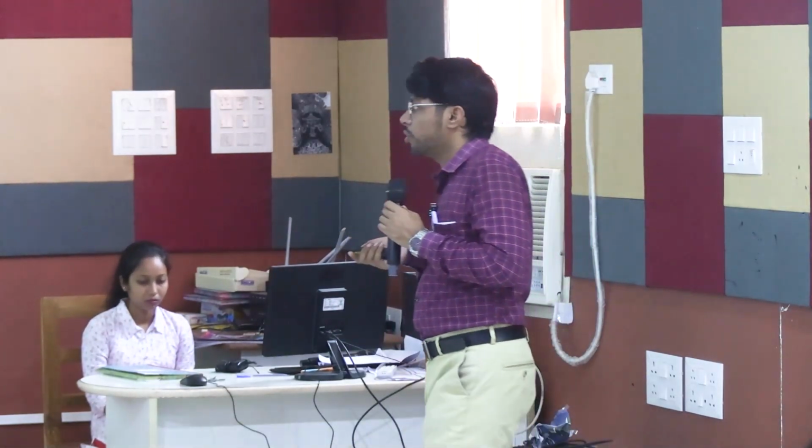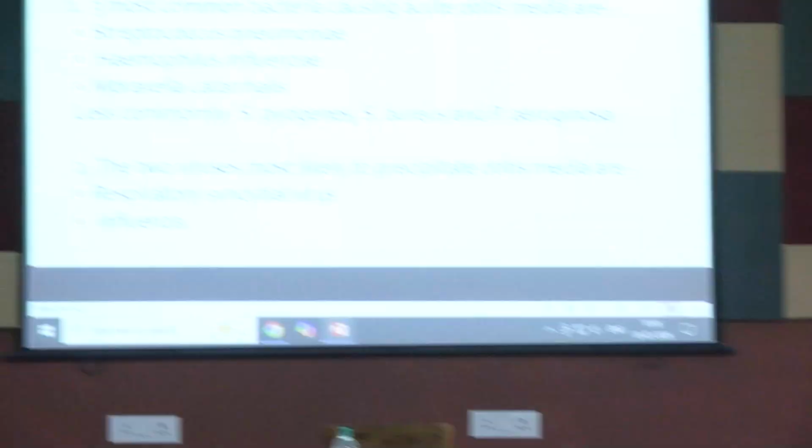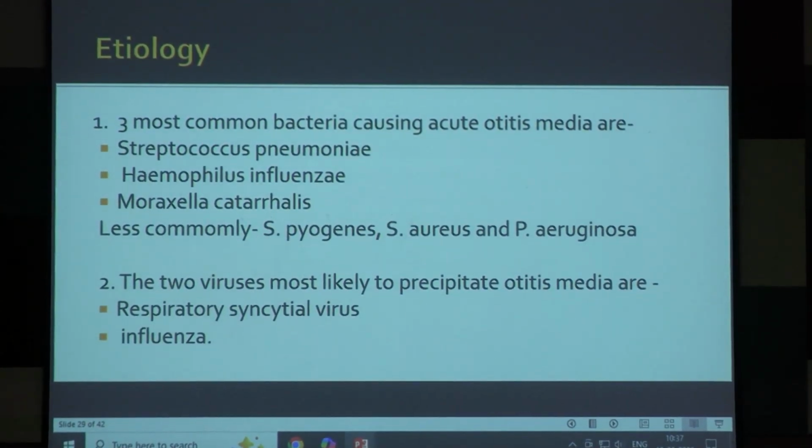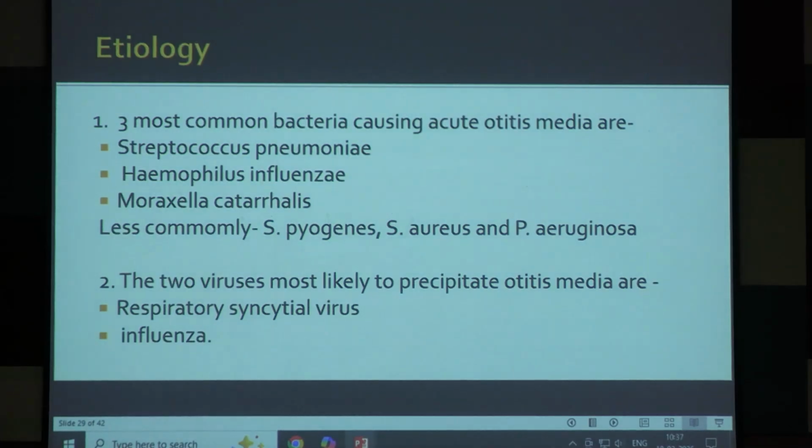What is the etiology? The most common bacteria are, first, Streptococcus pneumoniae, the most common, then Haemophilus influenzae and Moraxella catarrhalis, and very less commonly Streptococcus pyogenes, Staph aureus and Pseudomonas aeruginosa, and some viral etiology like respiratory syncytial virus, RSV, and influenza.